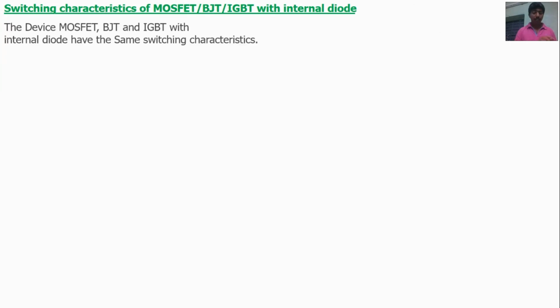Now the switching characteristics of MOSFET, BJT and IGBT with internal diode. We know that MOSFET, BJT and IGBT all have the same switching characteristics. Let us take any one, the BJT, with internal diode.